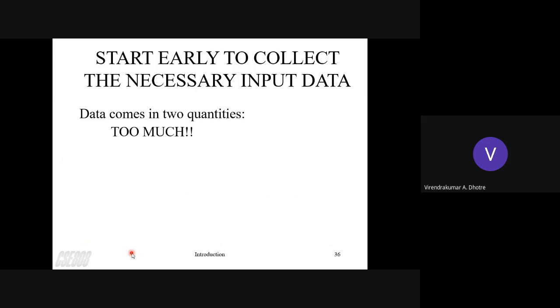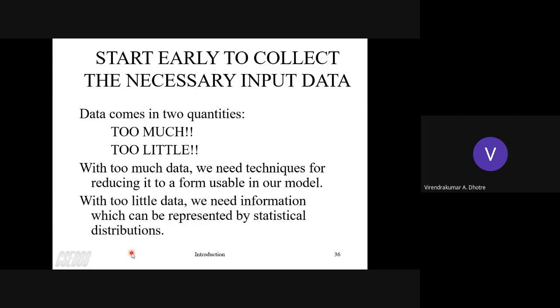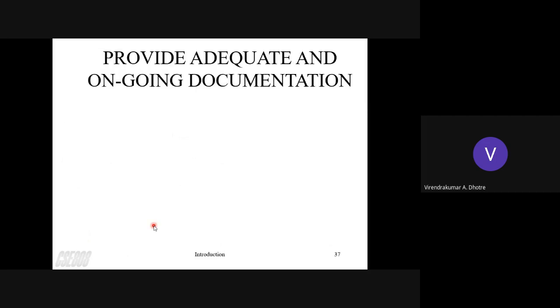Collection of data. Data comes in two quantities: too much, but we require that much. Sometimes we do have huge data and usable data is very little. That is also one of the concerns. Too little and too much. Inside that, how much applicable data, how much analysis data we actually used, that is also the question. So we need information which can be represented by a statistical distribution, and we can have tools for it also.